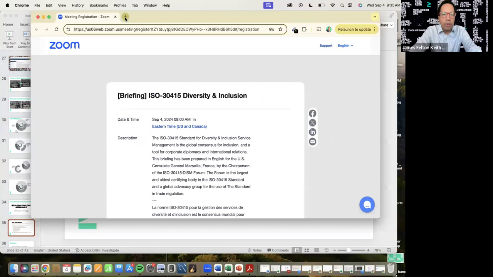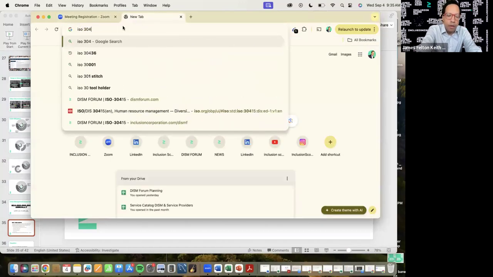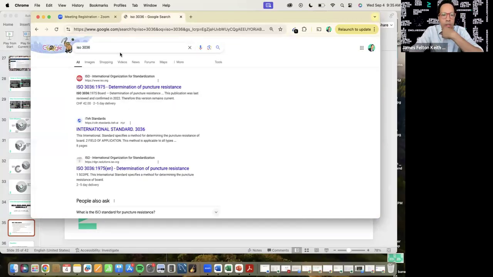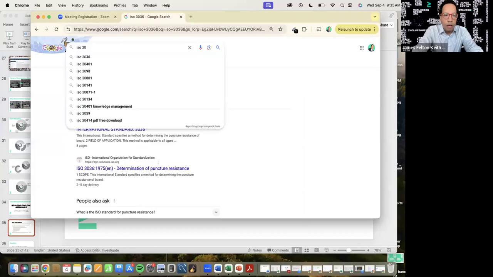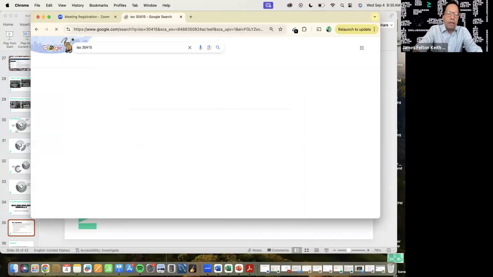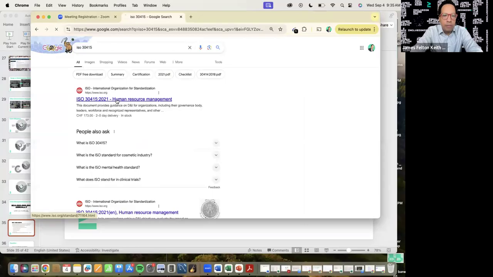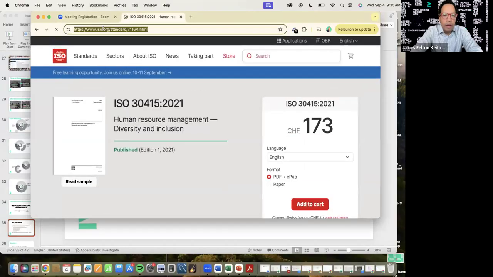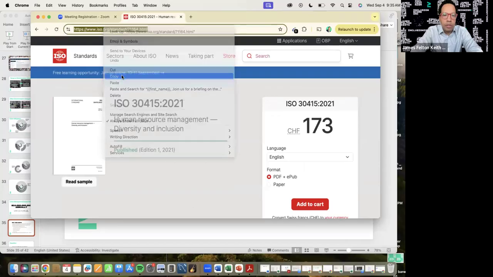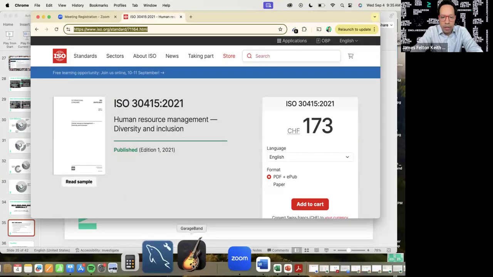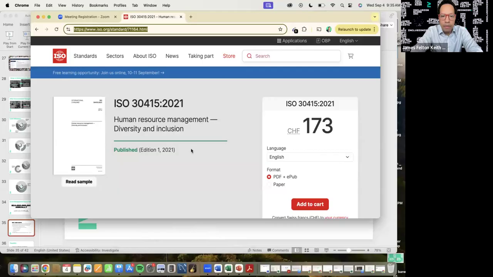And one of the main reasons that we wanted to have this conversation again about 30415 is that every standard, when it comes out, is essentially 2 documents. I'll put this in the chat. There's the standard itself, and then there's the implementation manual. An implementation manual is usually lagging by a few years.